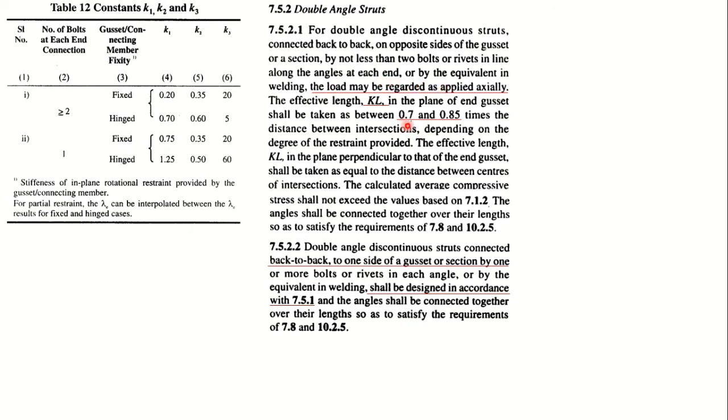The effective length in that case varies from 0.7 to 0.85 times the distance between the connections, or the distance between the intersections. Depending on the fixity condition, choose the value of k, whether 0.7 or 0.85. If you have a very rigid connection at the end, take k as 0.7. Else you can take up to 0.85 if it does not have sufficient fixity at the ends.